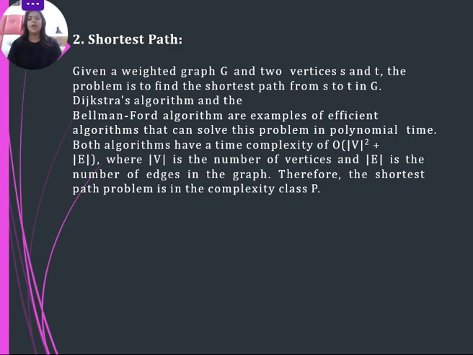Now, another problem is shortest path. Given a weighted graph G and two vertices S and T, the problem is to find the shortest path from S to T in G. Dijkstra's algorithm and Bellman-Ford algorithm are examples of efficient algorithms that can solve this problem in polynomial time. Both algorithms have a time complexity of O(|V|² + |E|), where |V| is the number of vertices and |E| is the number of edges in the graph. Therefore, the shortest path problem is in the complexity class P.